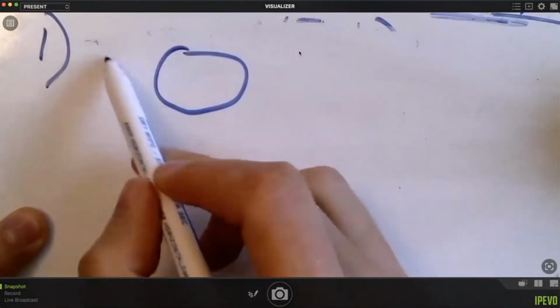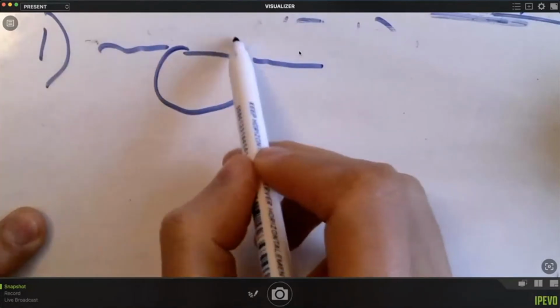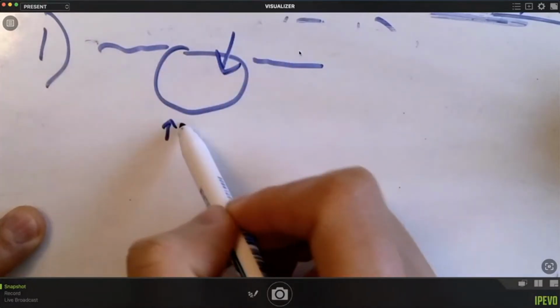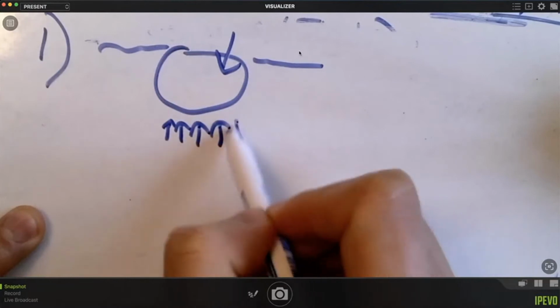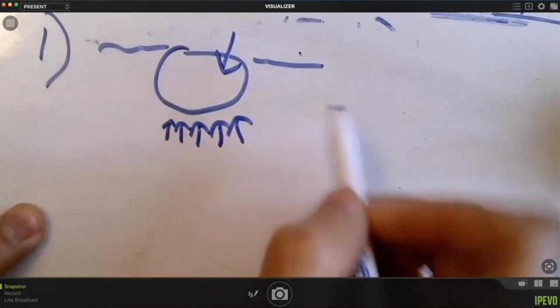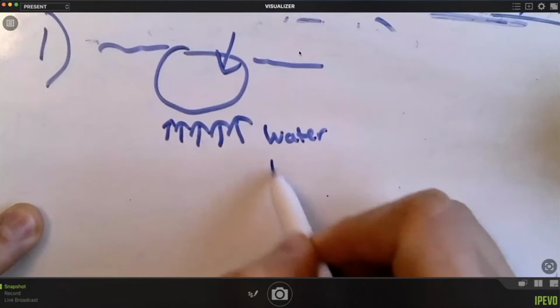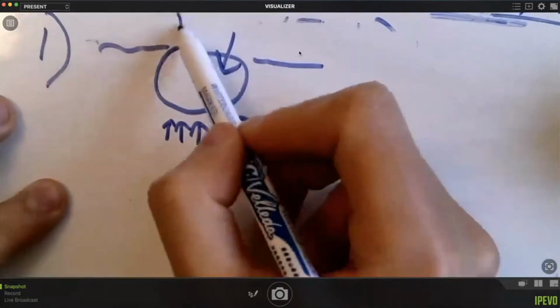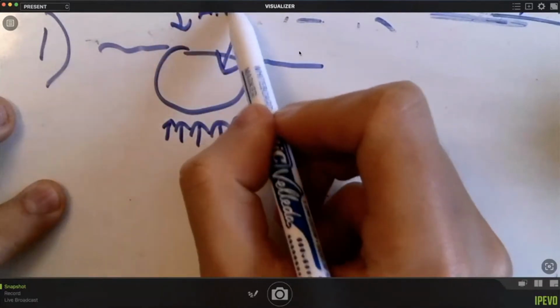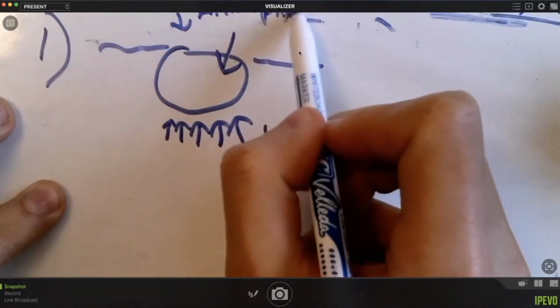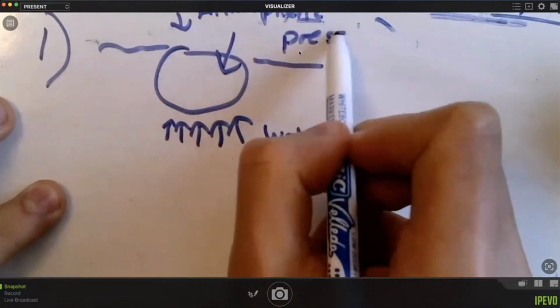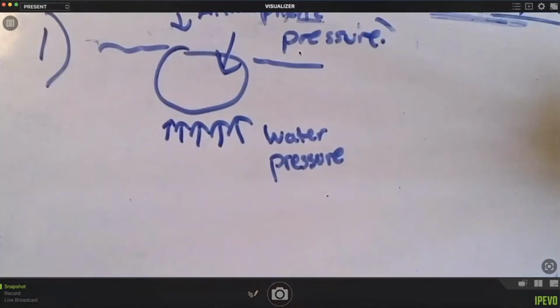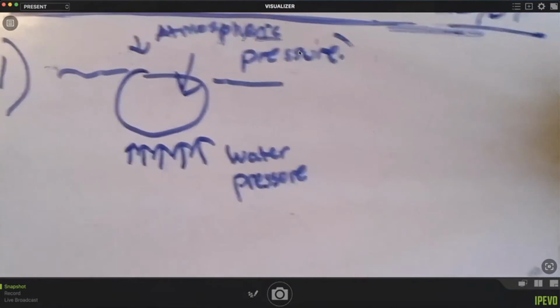Okay, so I'm going to first of all draw my diagram. So here's question 1. Here's my ball, here's my water, and again we're trying to push it down, but I'm going to say there is obviously water pressure here. So here's my water pressure, or pressure from water molecules underneath, and then here's my atmospheric pressure. So atmospheric pressure, first of all, is going to be less than the water pressure. So we need to talk about this pressure difference.